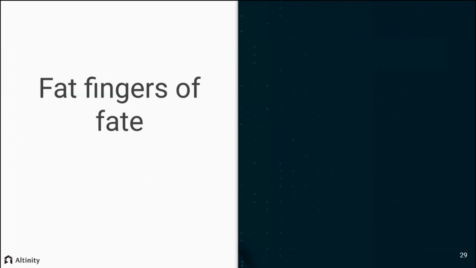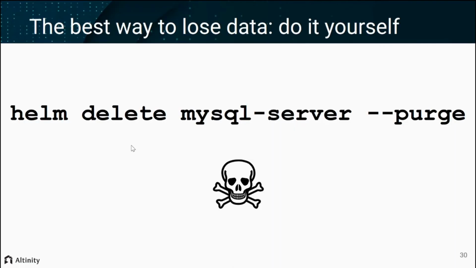So with that, we've shown 4 ways you can lose data. Here's the last one, which I call fat fingers of fate. And this is probably the saddest one, because really, if you think about it, the best way to lose data is to do it yourself. And the virtue of Kubernetes, of course, that we can create things, has this mirror image: an equal and opposite effect, that we can take them away just as quickly as we can create them.